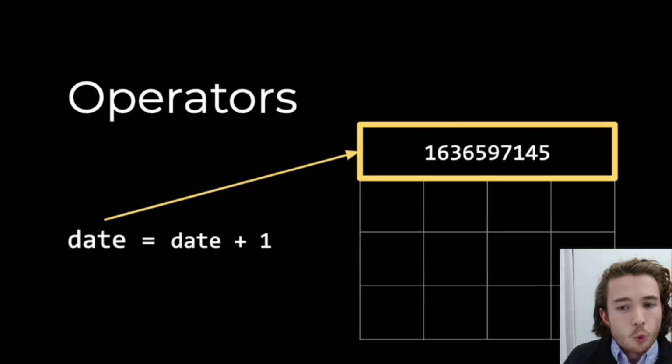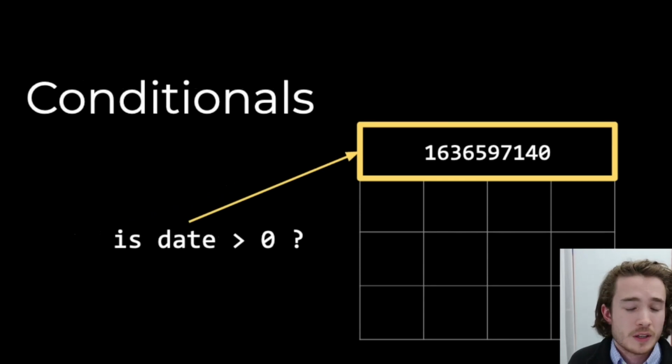But what if we also wanted to ask questions about our data, right? Not just store things and add to them and so on. Well, that's where conditionals can come in. And we saw these both in Python, in C, and even in JavaScript a little bit. Asking questions of our data. Is date greater than 0? Well, certainly it is in this case. So we get back this value of true.